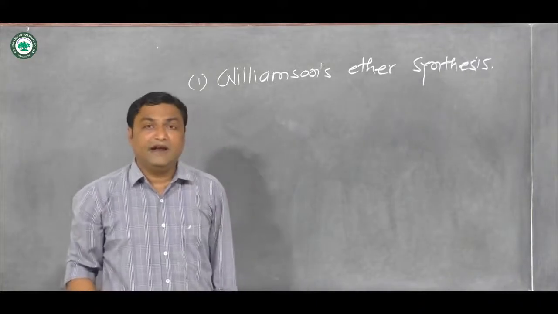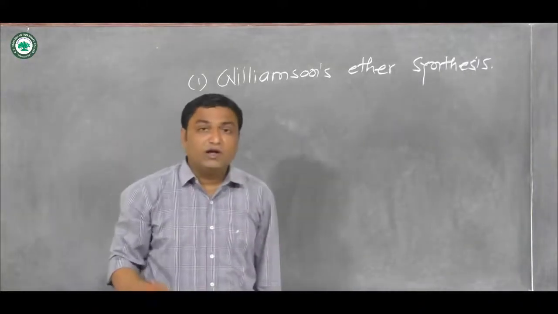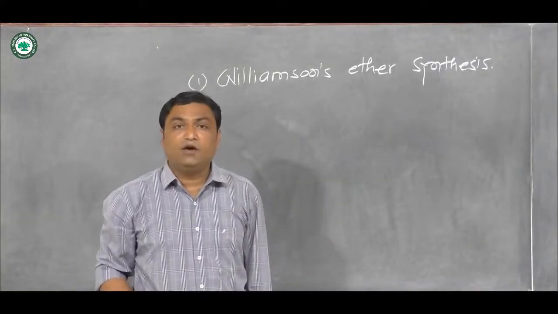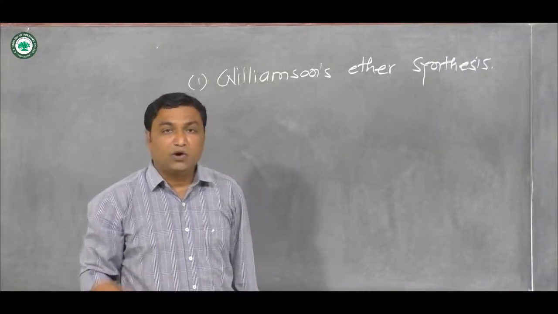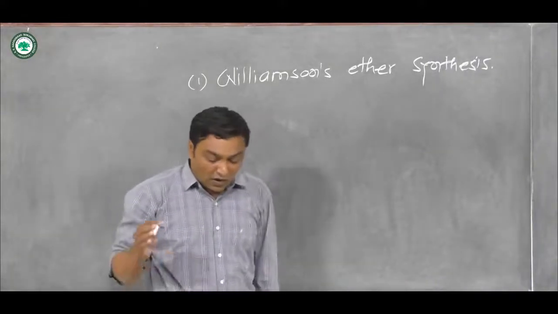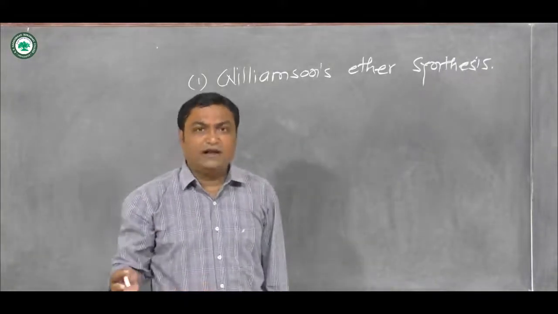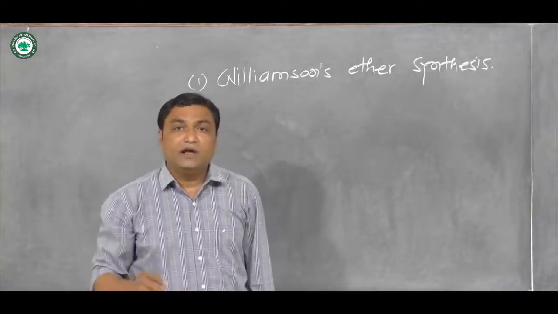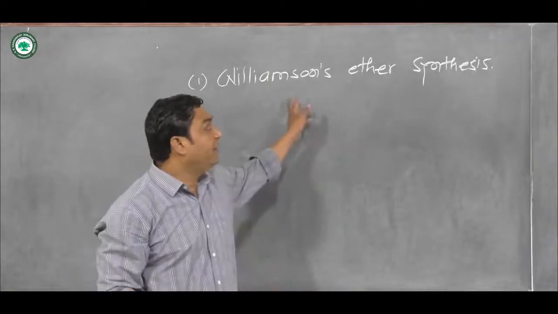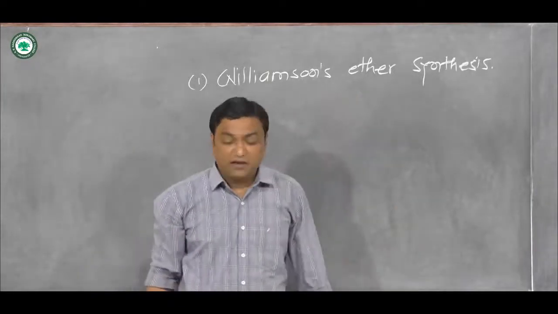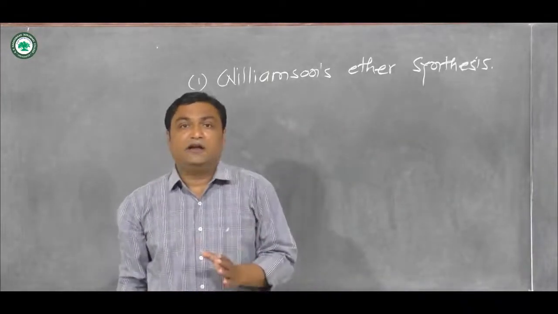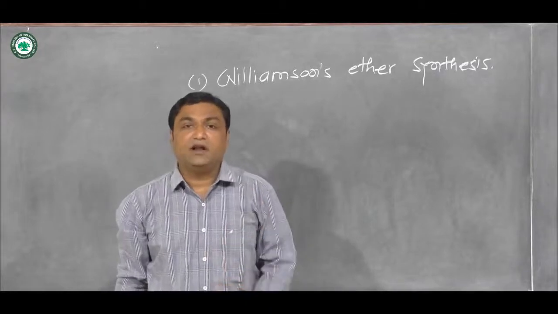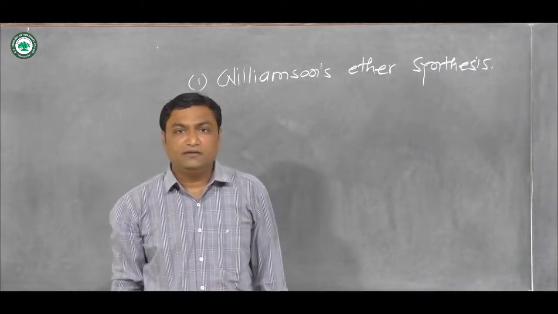when alkyl halide is treated with sodium alkoxide, we will obtain ether as a product. We know what is meant by ether and its types. The ether obtained in this synthesis is either symmetrical ether or unsymmetrical ether.